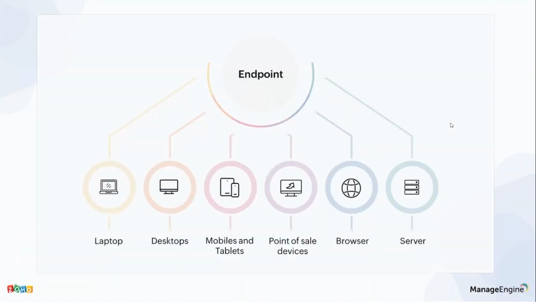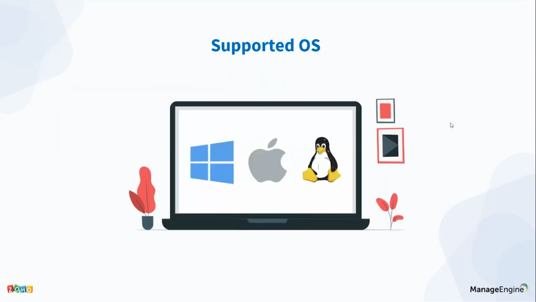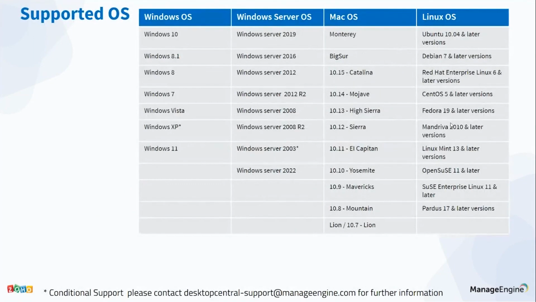So with the Desktop Central Unified Endpoint Management tool, you will be able to manage desktops, laptops, mobile phones and tablets, servers, point of sale devices, and browsers all from a single console. We currently support 3 operating system flavors: Windows, Mac, and Linux. And here is the complete list of operating systems supported by Desktop Central. The application server can be installed on a Windows platform, and you can manage all your endpoints which have Windows, Mac, and Linux operating systems.